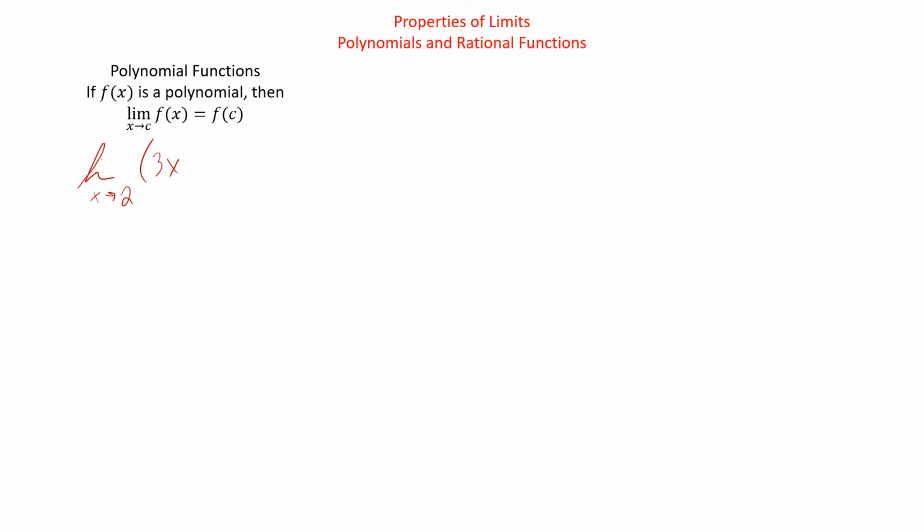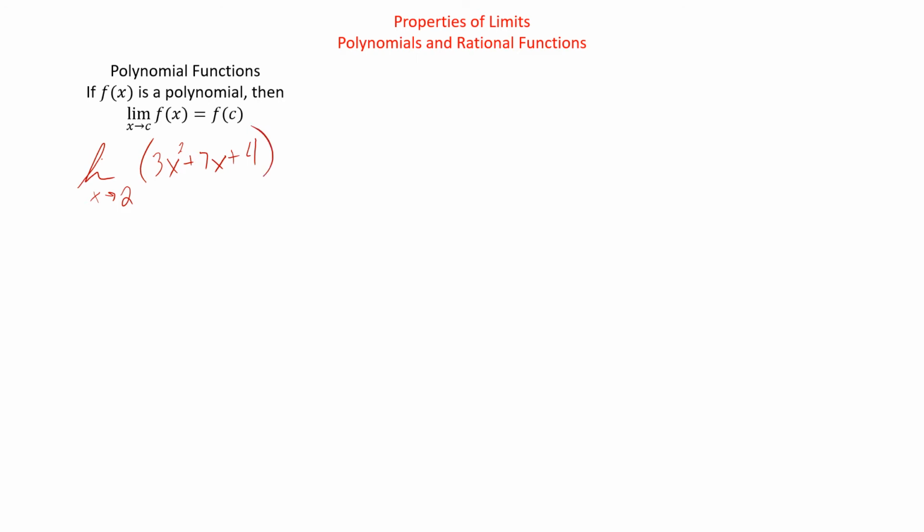More properties, these are specifically for polynomial and rational functions. Polynomial functions: if f of x is a polynomial, then the limit as x goes to c of f of x is just f of c. We can plug in that value. And the reason for this, we could do a proof for as big of a polynomial as we want. That is fairly complicated, but let's look at the limit as x goes to 2 of, let's say, 3x squared plus 7x plus 4.